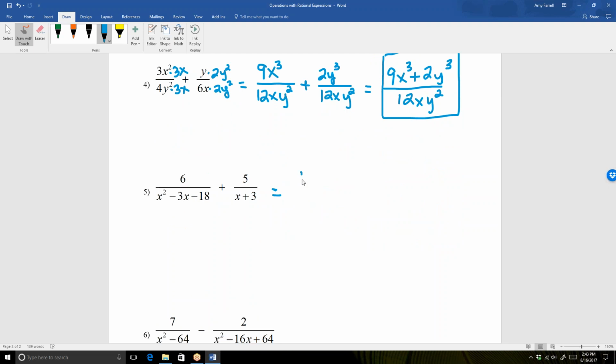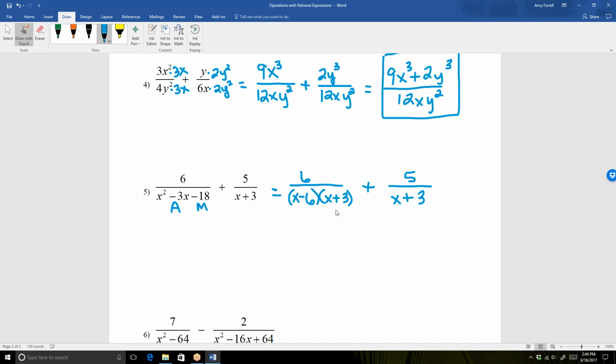Factoring is going to be important again. Lots of factoring with these. Two numbers that add to -3 and multiply to -18. That would be -6 and +3. So that means my two factors are x minus 6 and x plus 3. Then I'm just going to copy my second rational expression.